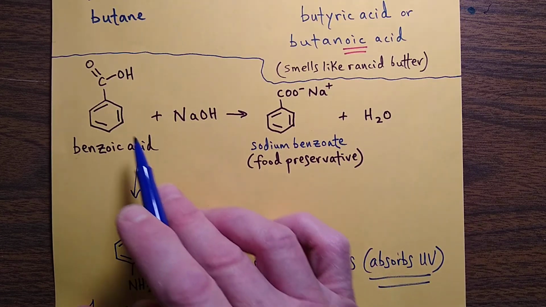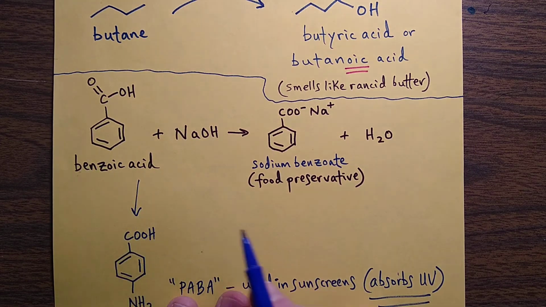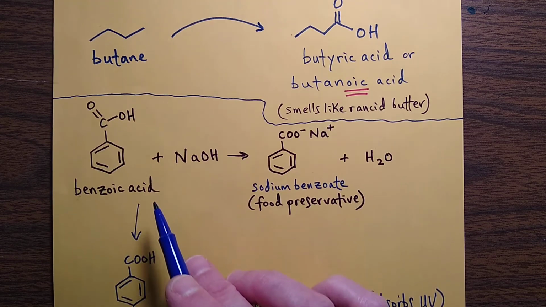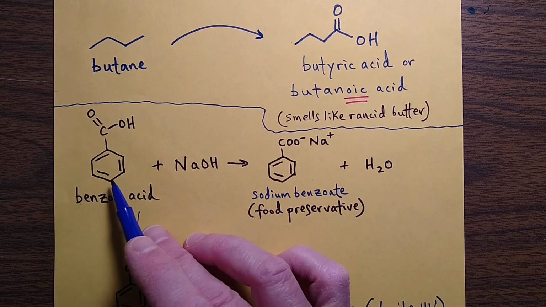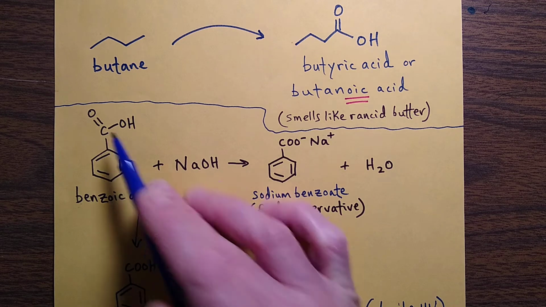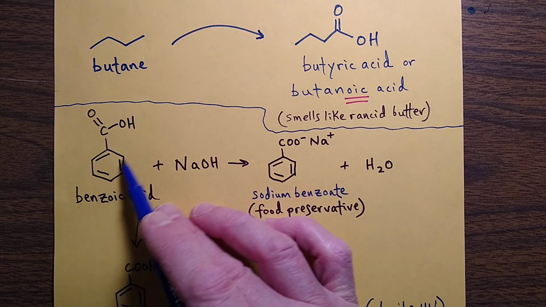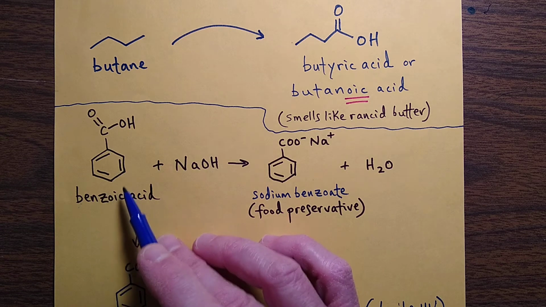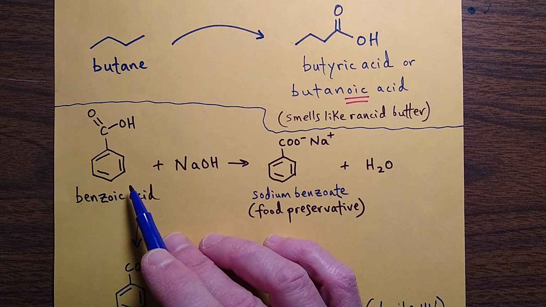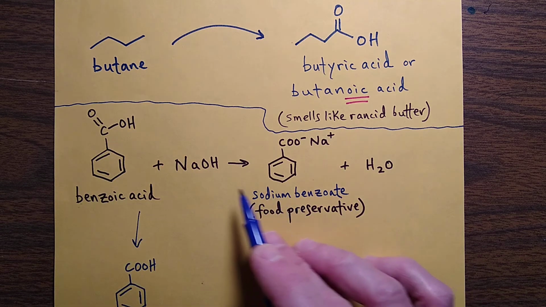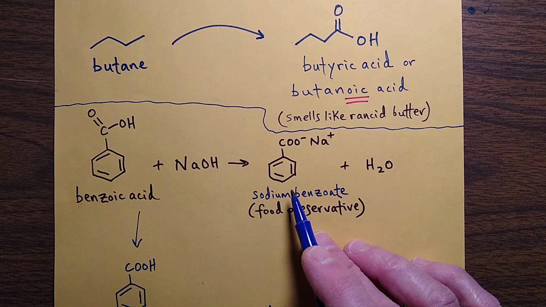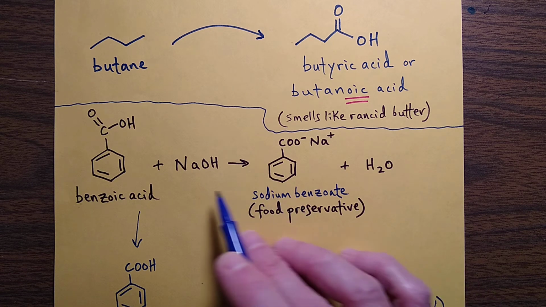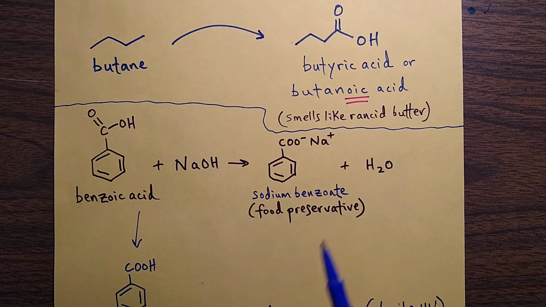Benzoic acid is an aromatic acid, and where does that name come from? Well, obviously benzene, and it's got an extra carbon on it. So when you have an extra carbon on a benzene ring, it's called the benzyl, B-E-N-Z-Y-L group. So this becomes benzoic acid. Very useful compound. One of the most important uses of it in the past has been as a food preservative.